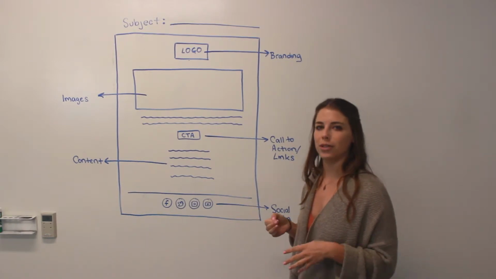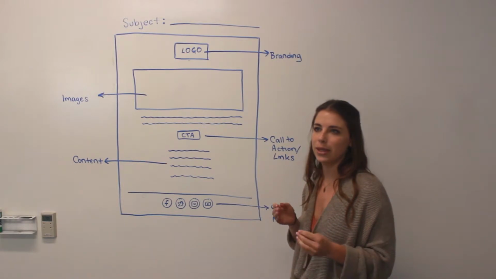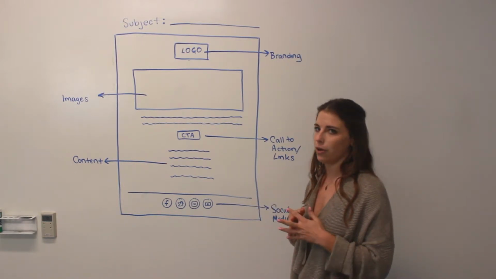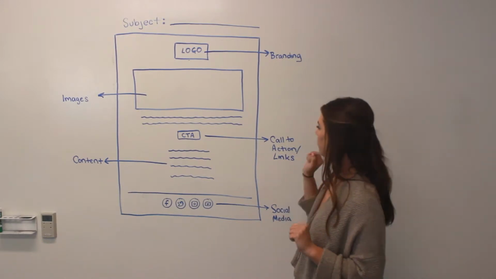People are really, really visual today. They don't want to read a ton of text with no images to complement that text. And so try to include an image whenever you can.